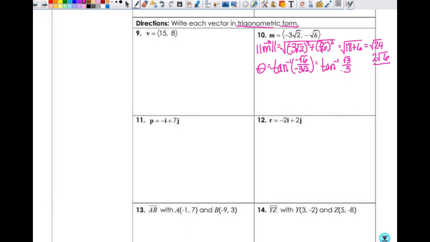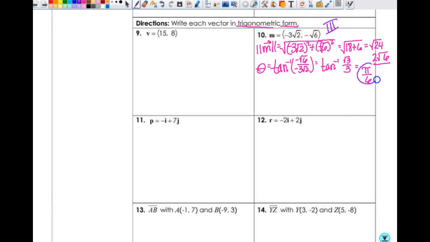What's the tangent inverse of the square root of 3 over 3? Pi over 6, right? But we have to pay attention to what's going on. You have to pay attention to your quadrants when you get these angles, right? So what quadrant is this directed towards? Third. This is the third quadrant.